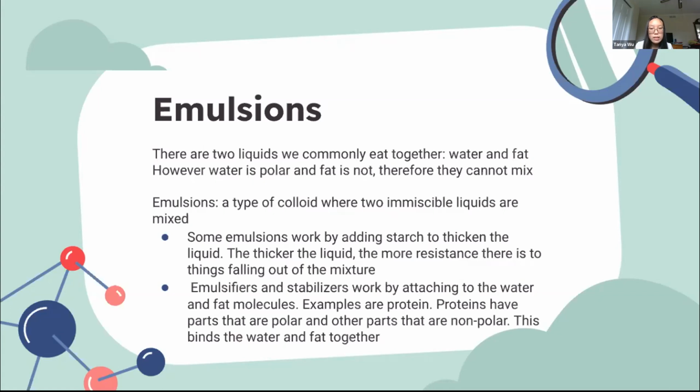And emulsifiers and stabilizers, they work to attach to both sides of them. So the water and the fat. A large example is proteins. Proteins are really large molecules. I think you learned about this in biology, where some parts can be polar, which means they like water because water is polar, and some parts are nonpolar, which means they like fat, since fat is also nonpolar. So this can help attach the water to one side and the fat to the other side, and then they're bound together.